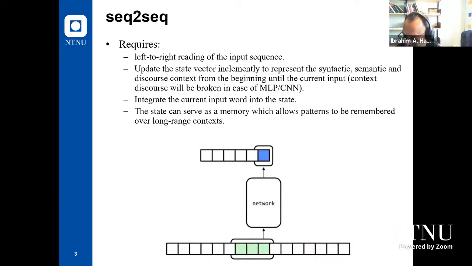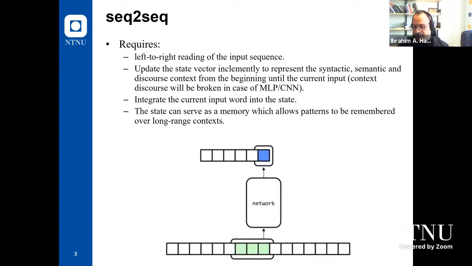Update the state vector incrementally. We need to update the state vector because it is a memory, in fact. If you need to represent some syntactic or semantic context from the beginning until the current input or until the end, we need to have this state, and we need to update the state each time. As you know, in RNN, the state is a function of the current input and the last state. We need to integrate the current input word into the state. The state can serve as a memory which allows patterns to be remembered over long-range context.